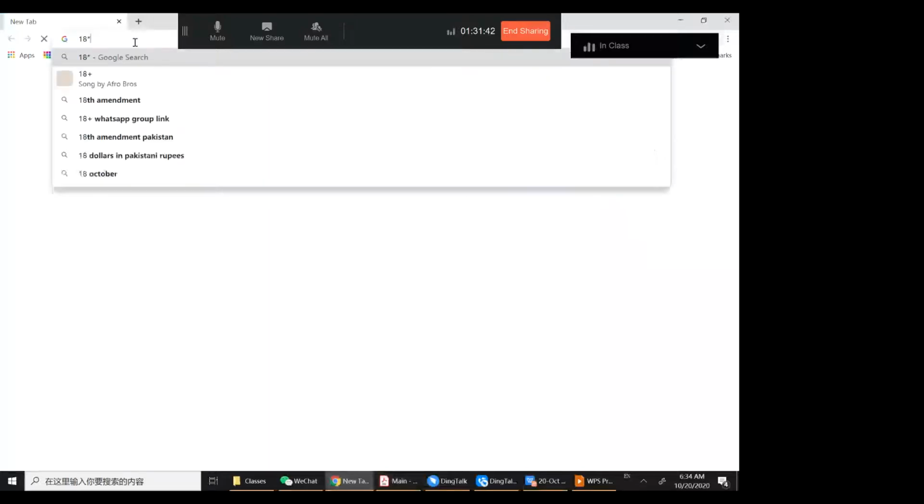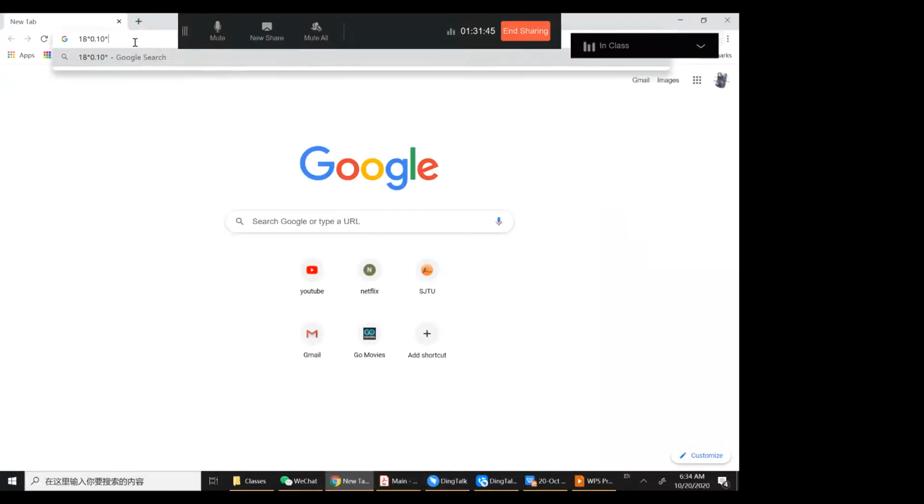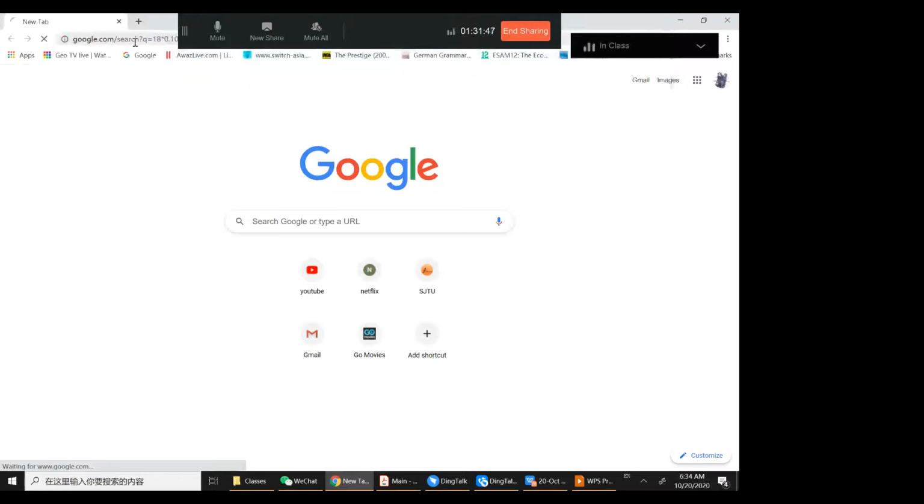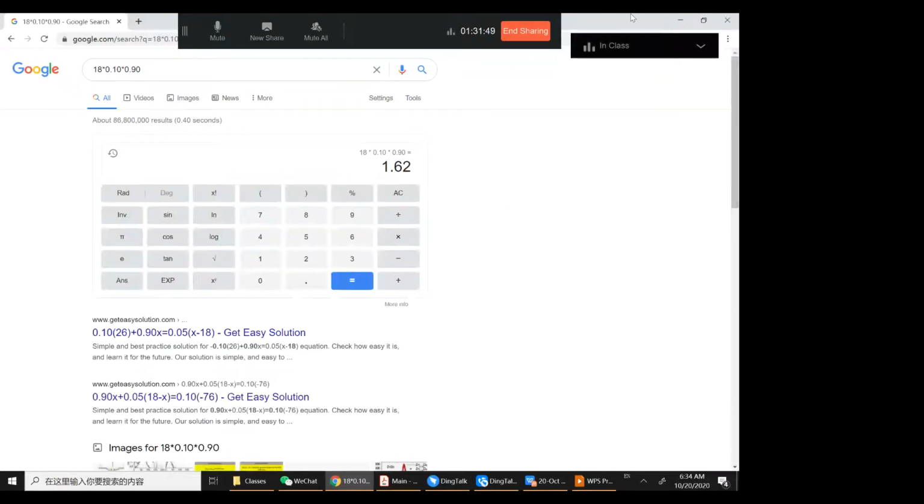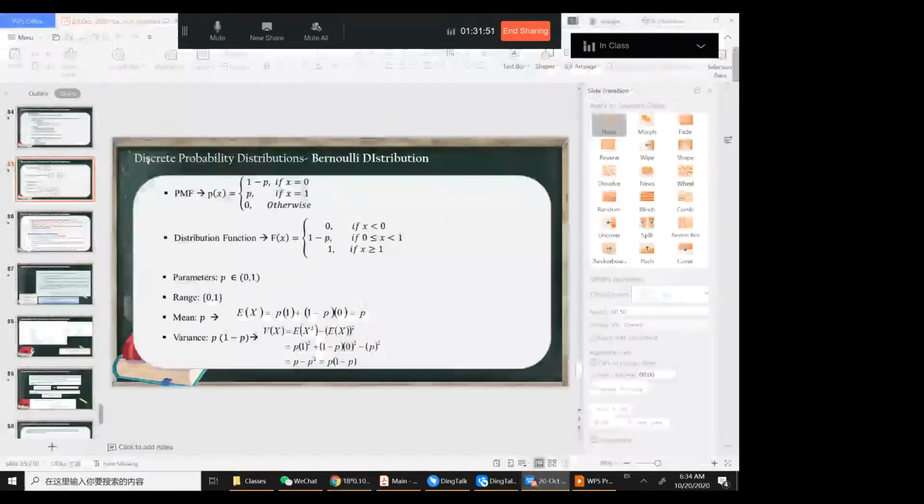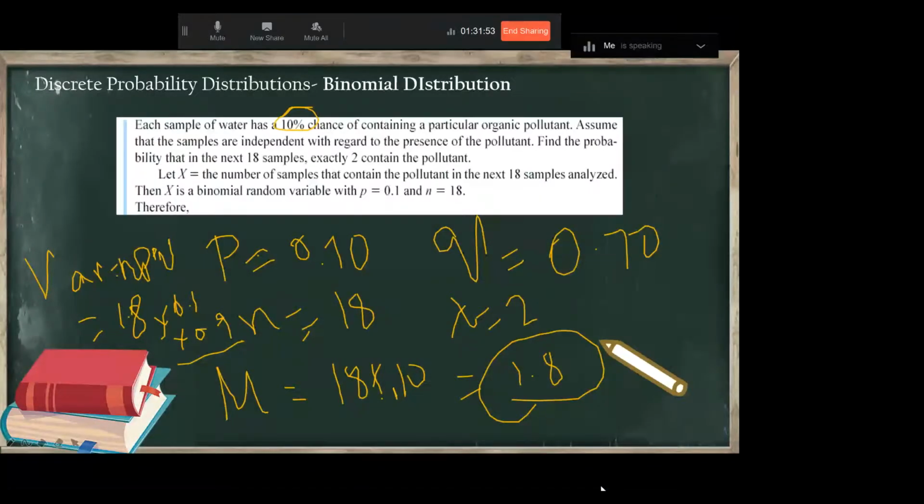18 times 0.10 times 0.90. So it's 1.62, right? And sometimes we need to do that. So variance is 1.62, and of course you can take the square root to find out the standard error. So you see, you can get NP, you can get mean, you can get variance, you can get standard deviation of any distribution.